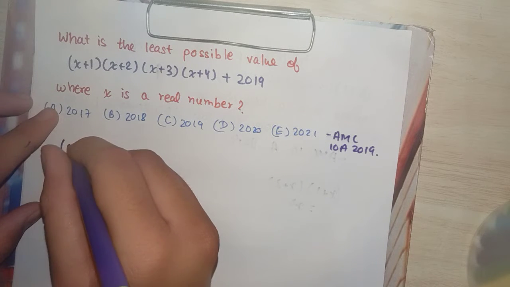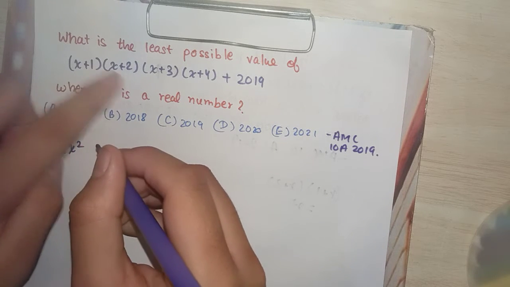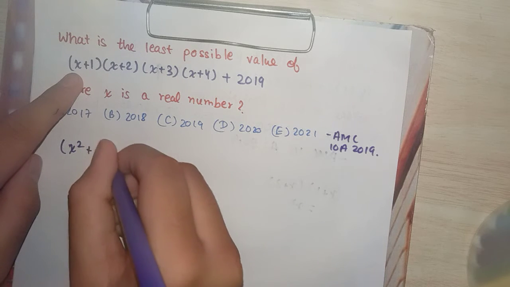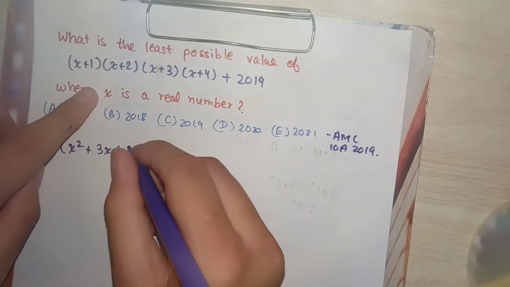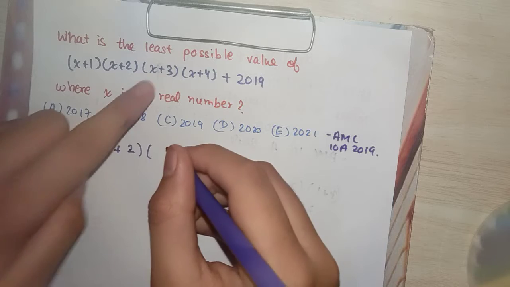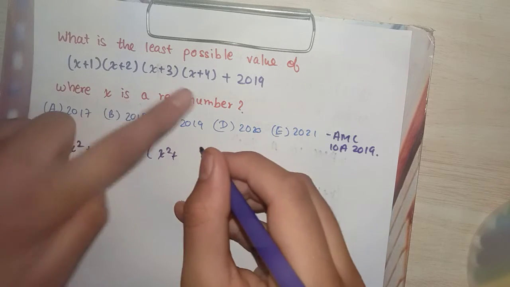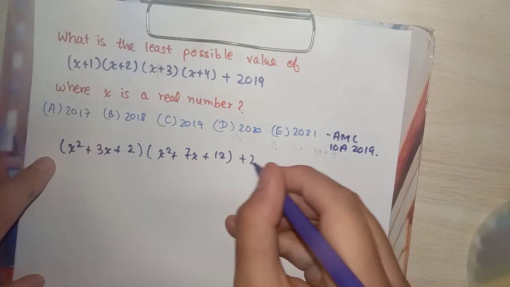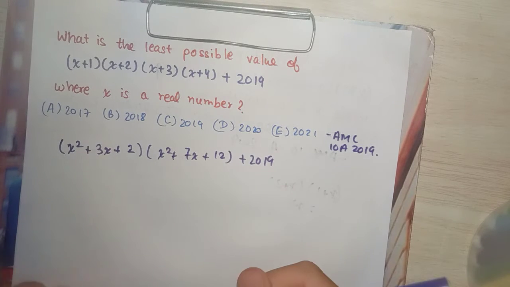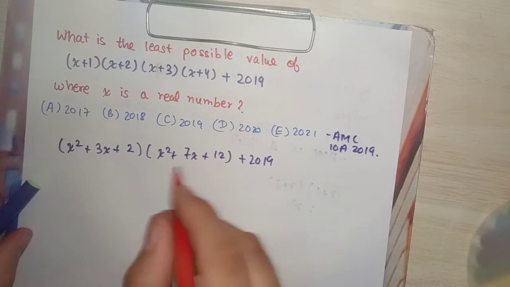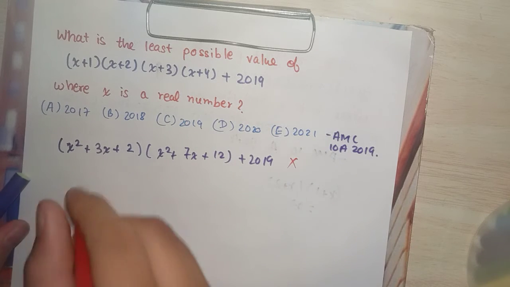x plus 1 times x plus 2 is x squared plus the sum of these constant terms times x, so 3x, plus 2, and this would become x squared plus 7x plus 12 plus 2019. Is it easy to factorize? I don't think so. And I want an expression that is really easy to tackle. So I don't want this. Let us try another one.